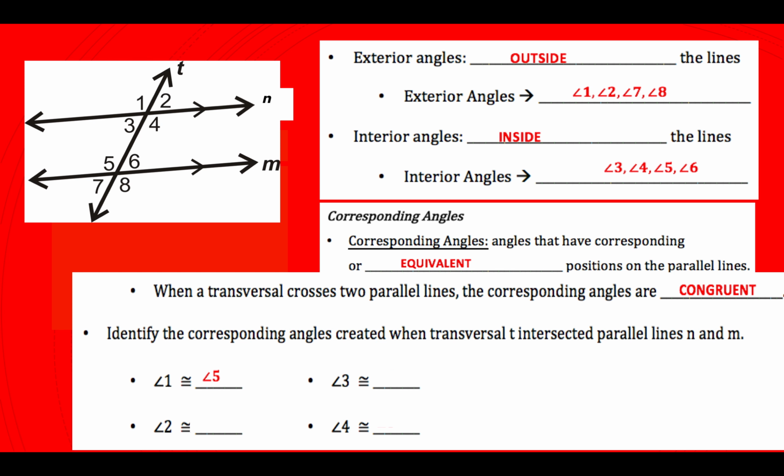Well, angle 5 is in the same position at this intersection, T and M, as the position of angle 1 where T and N intersect. Similar with angle 2 and angle 6, same position. Angle 3 and angle 7 are congruent because they are in the same position. And angle 4 and angle 8 are congruent because of the position.